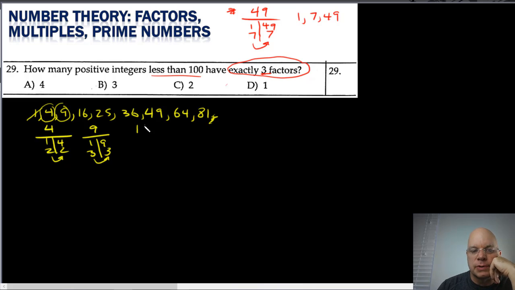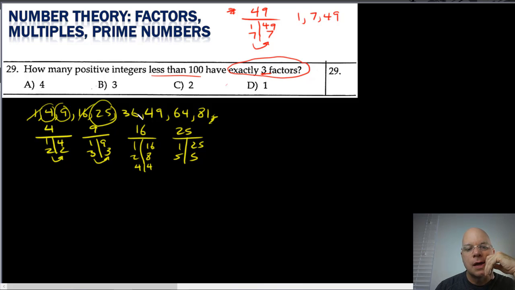16 does not, because with 16 you're going to have 2 times 8 and 4 times 4. That is 5 factors. 25 has 3. So of my choices 1, 2, 3, and 4, it's either going to be 3 or 4 here. 36 doesn't. 49 does. We just did it up here. So it must be 4. Well, it was harder than I realized. You have to be careful. That's what's tricky about this test.